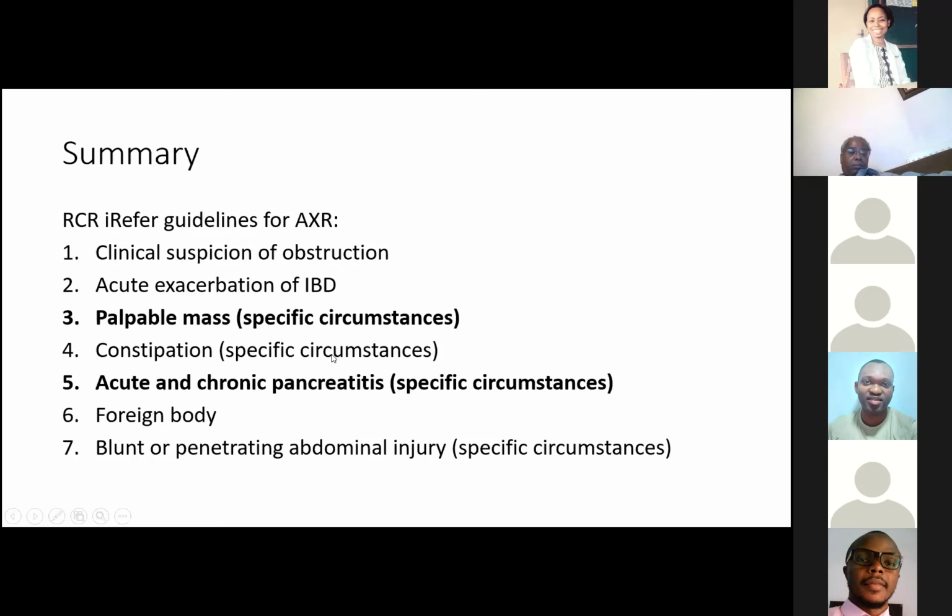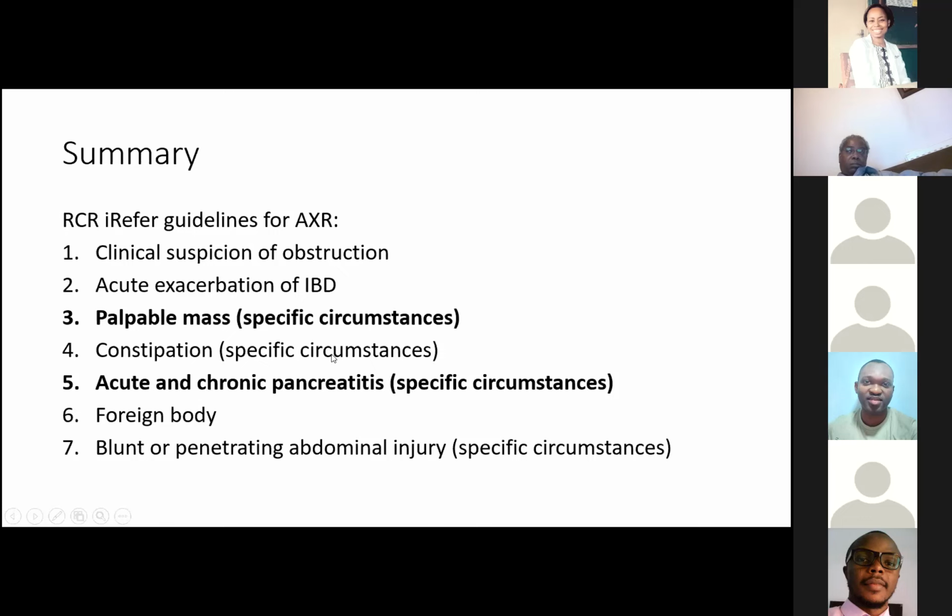Number five, it says acute and chronic pancreatitis. This one I'm completely at odds with. I think that one is just dated. There is no role for plain films in pancreatitis at all, zero. The exam to do is ultrasound and CT, and maybe even MRI scan as well, but certainly not plain films.